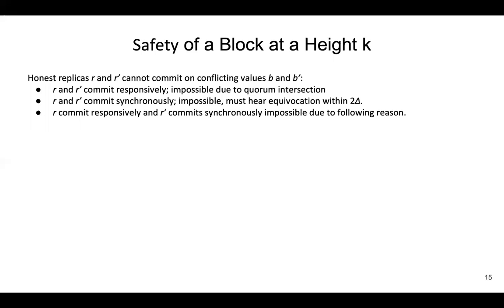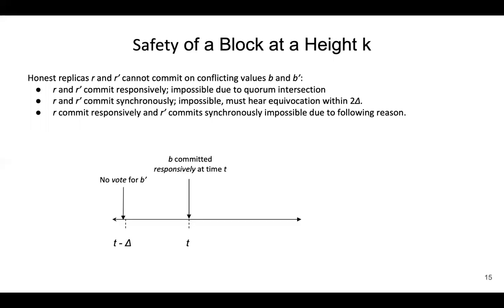So if there exists an equivocation, they must hear an equivocation during this time, and they will not commit. Third, it's quite possible that replica R commits responsively and replica R prime commits synchronously. However, this is not possible because if replica R committed responsively at some time t, then there must not have been an equivocating proposal before time t minus delta.